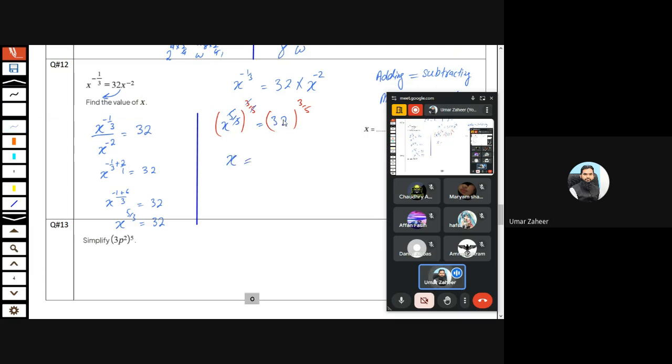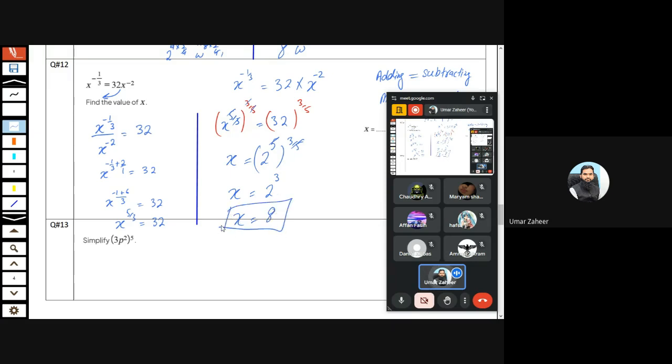I can write 32 as 2 raised to power 5, because 2 times 2 is 4, 4 times 2 is 8, 8 times 2 is 16, and 16 multiplied by 2 is 32. Now the power on the power is multiplying, so it will be cancelled out. You will get 2 raised to power 3. So 2 raised to power 3 is 8.